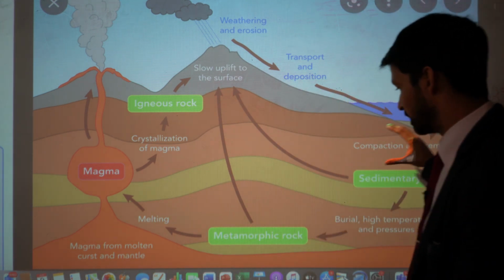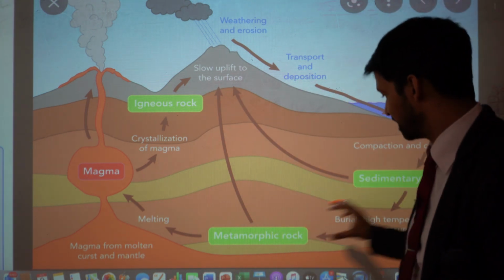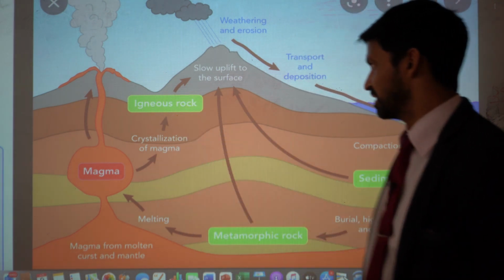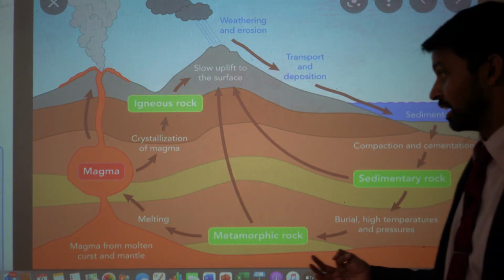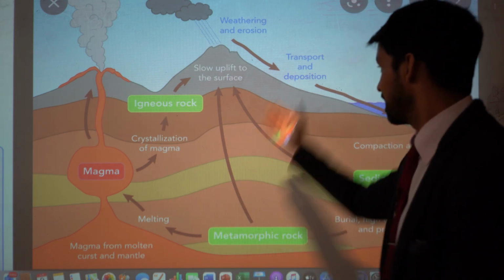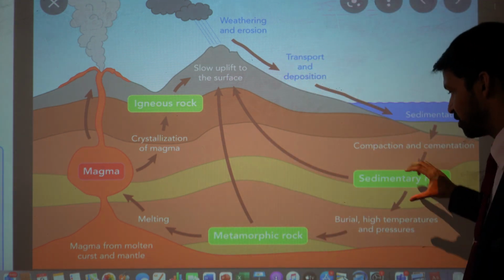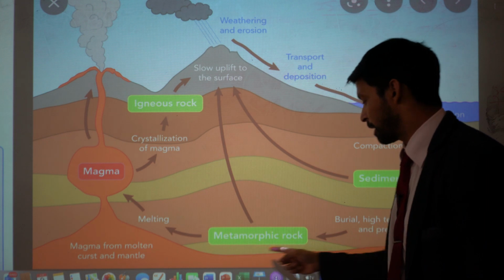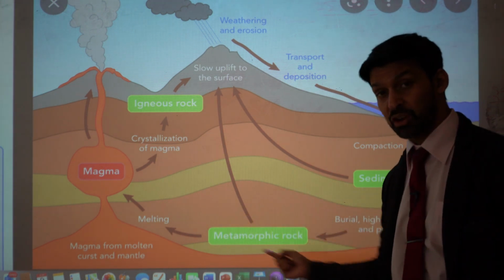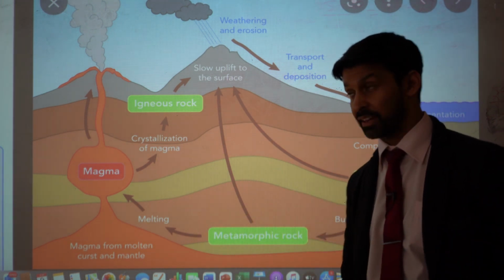With sedimentary, you're looking at turning into metamorphic before it turns into igneous, but ultimately they can all melt and become igneous, they can all weather and erode and become sedimentary, and they can all become subjected to high heat and pressure and become metamorphic.